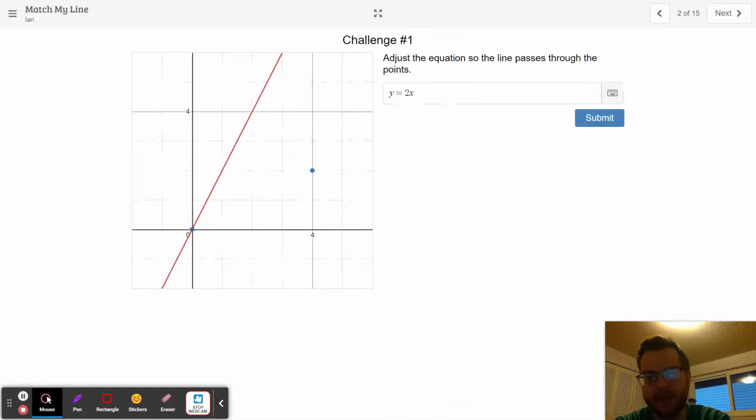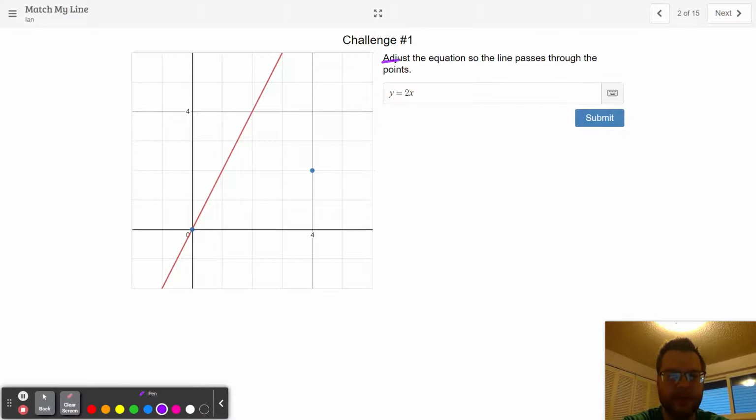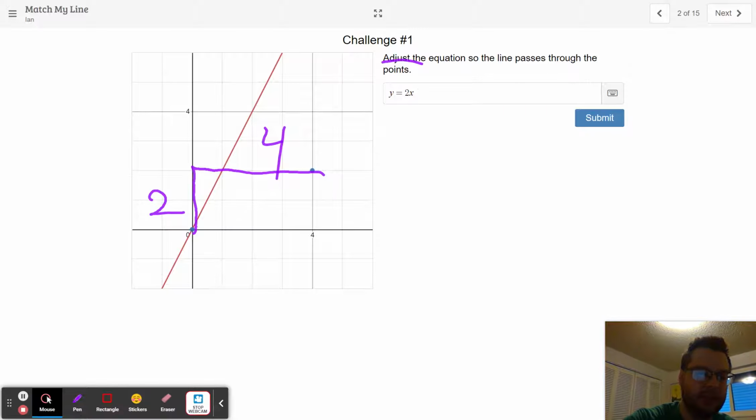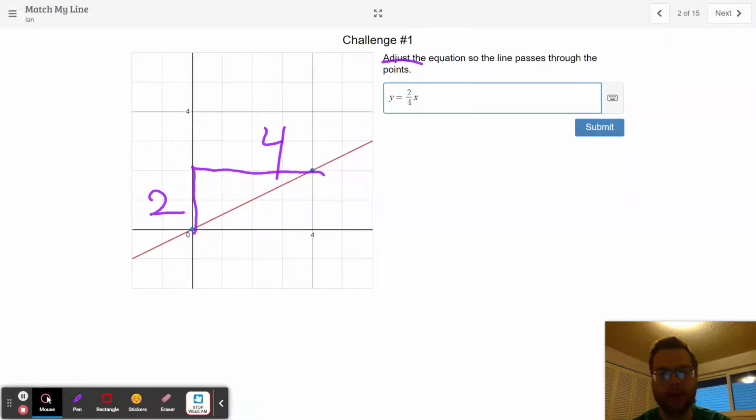Make sure you're actually reading the direction. Here it just says adjust the equation so the line passes the point. I don't need to write a completely new equation. I can count a slope triangle that goes up 2 and over 4. So all I need to do to adjust the equation is put the 2 over 4 in as the slope.